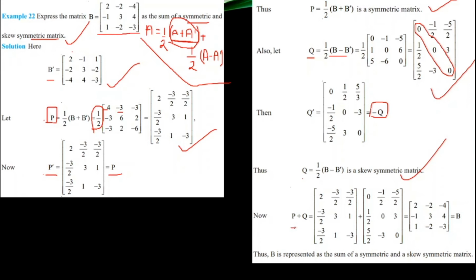When you add P plus Q, what you get is the matrix B itself once again. So B is represented as the sum of a symmetric and a skew symmetric matrix. Okay, next.